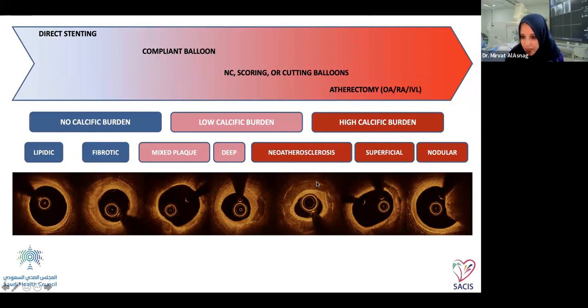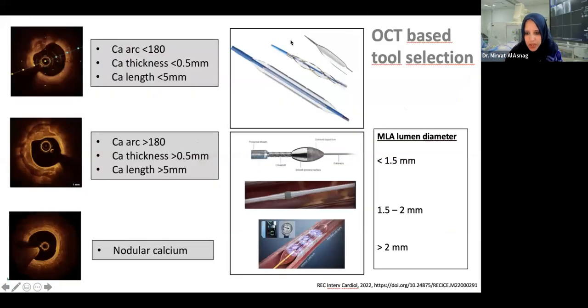Then you look at this. This is neoatherosclerosis, meaning there's a stent and there's growth before the stent or in front of the stent. And then you're looking here at superficial calcium. Compare this one, superficial calcium, very close to the lumen, as opposed to something deeper like this one. And then, of course, the nodular again. As you're moving across the spectrum, you're looking at more and more aggressive atherectomy rather than just plain old balloon angioplasty. So you're looking at some of the tools that we currently have, whether it is laser, intravascular lithotripsy, orbital, or rotational atherectomy.